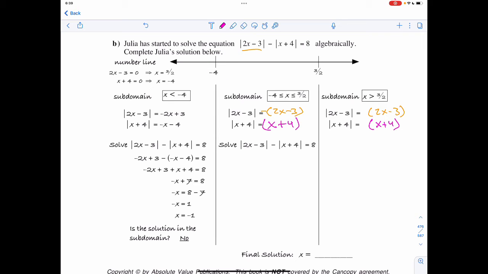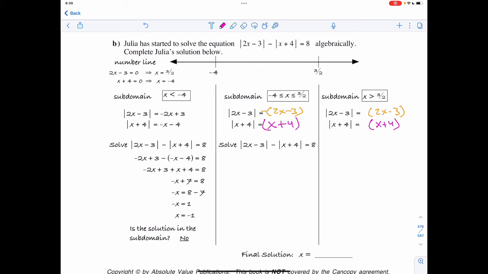The first one, they've already solved for us. The first one, they went through and said, well, this one's negative and this one's negative. Went through the process of solving it to get -1, and -1 is not less than -4, so we know that this one doesn't work.